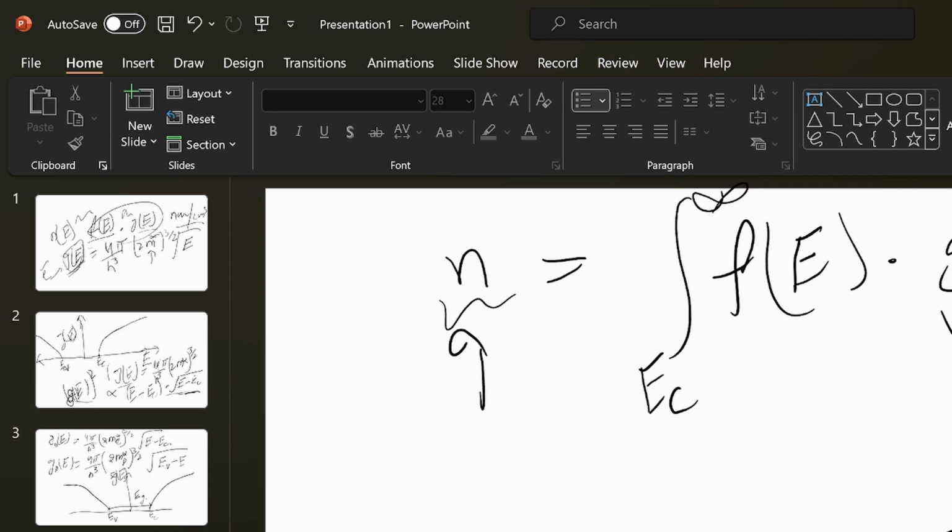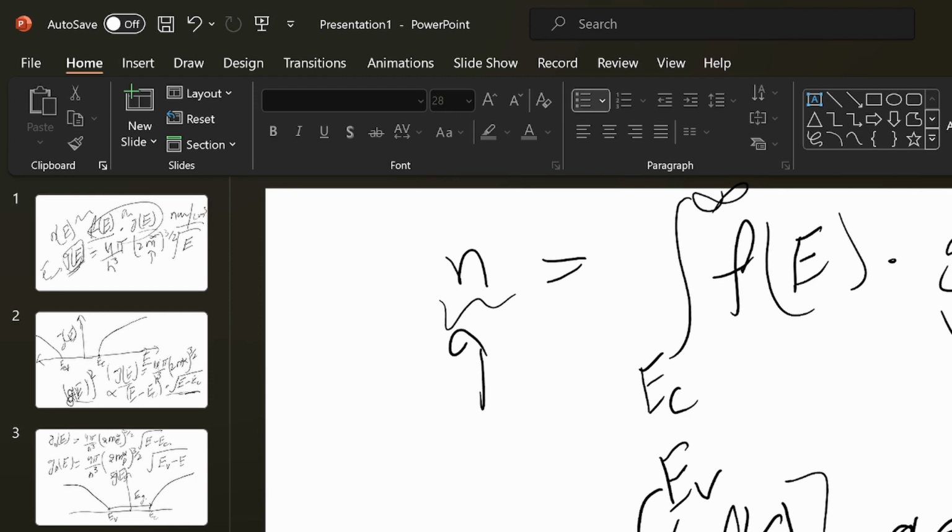If we want to calculate the number of holes per unit volume, we need to calculate the holes from minus infinity to Ev, of (1 minus F(E)) into g(E), where 1 minus F(E) is the probability of finding a hole.